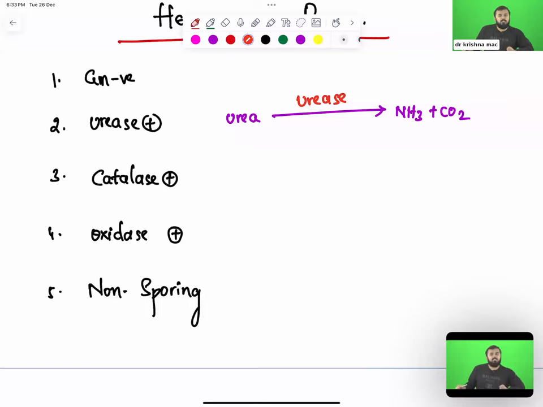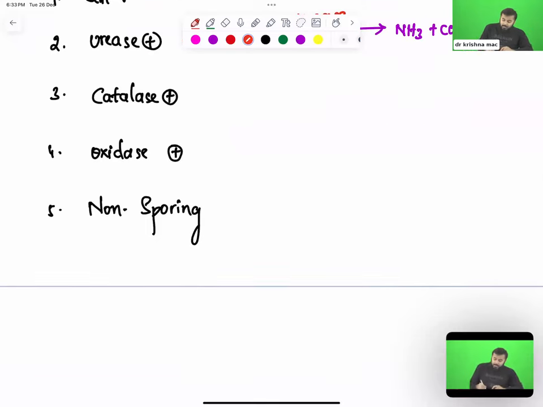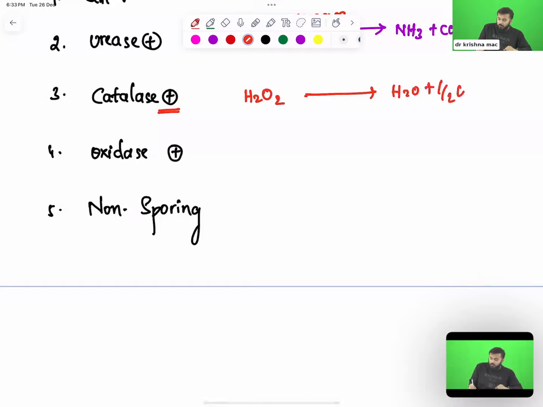Sir, why are you teaching us biochemistry right now? This link is very, very important. In the coming lectures, I will tell you regarding the pathophysiology. Catalase positive. Maine kya bola tha? Catalase positive organisms, as I told you in the previous lectures, will convert H2O2, hydrogen peroxide, into water plus half mole of oxygen. This is done by catalase positive organisms, right?